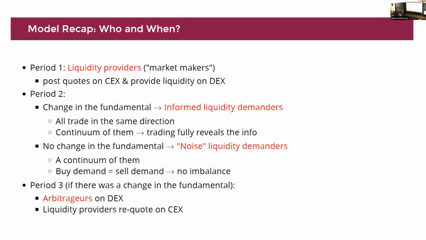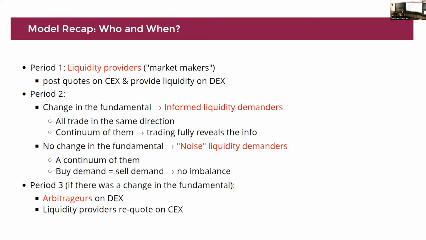Now, in terms of the model, to recap, there are 4 players, but really the 3 are the ones that are important. There are liquidity providers that post on centralized exchanges and provide liquidity on decentralized exchanges. There are informed liquidity demanders that only come when there is information. They're perfectly informed and they all trade in the same direction. So if there is good news, everybody's buying. If it's bad news, everybody's selling. Then there are noise traders, a continuum of them, and they trade 50-50.